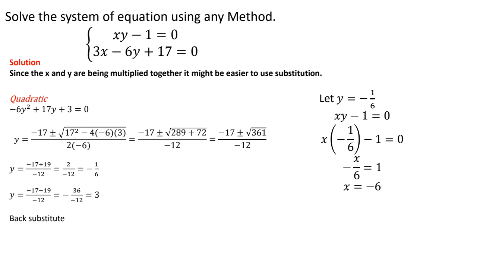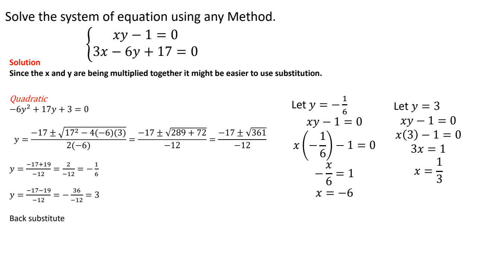Multiply the x, we have negative x over 6. And then let's add the 1 on both sides. This is going to give me equals 1. So to solve for x, I'm just going to multiply by negative 6 on both sides. So x is equal to negative 6. Okay, so I have one solution point. Now let's get the next one.